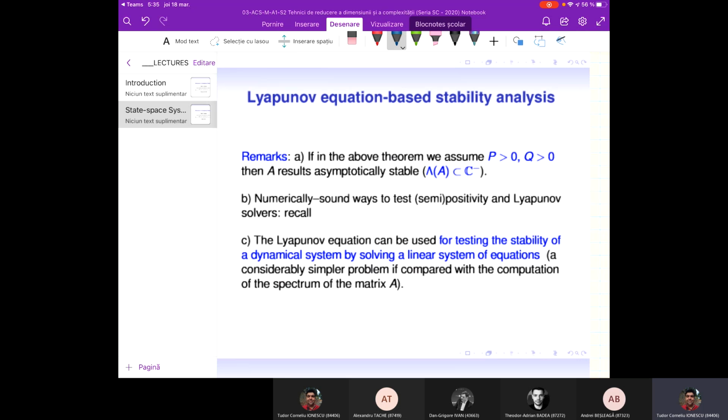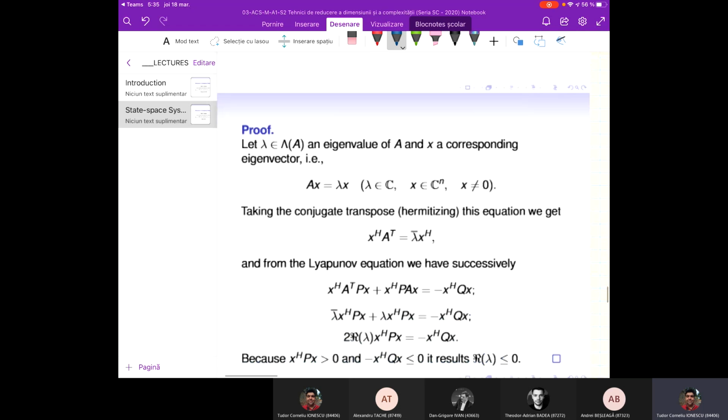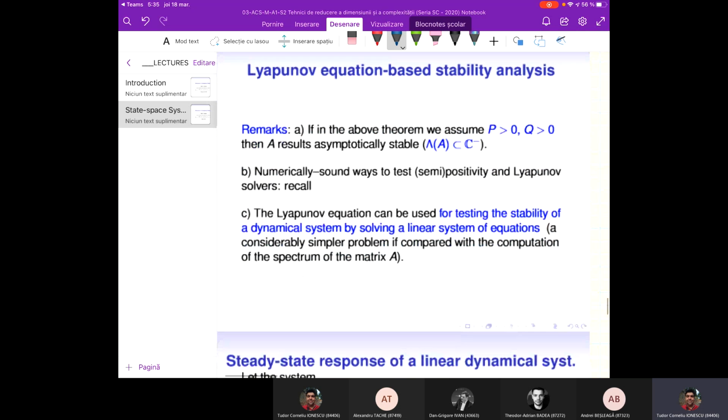Okay. So in the above theorem, if we assume that P is positive definite and Q is positive definite, then A is asymptotically stable. Numerically, there exist tests to test the positive definiteness of the Lyapunov solution. So you can use Lyapunov solvers and check whether the solution is positive definite or not.